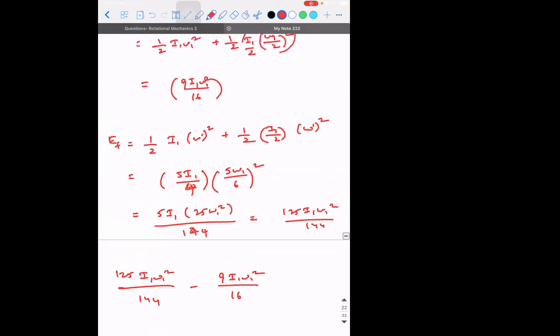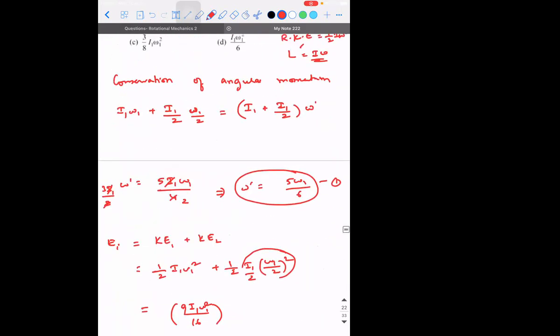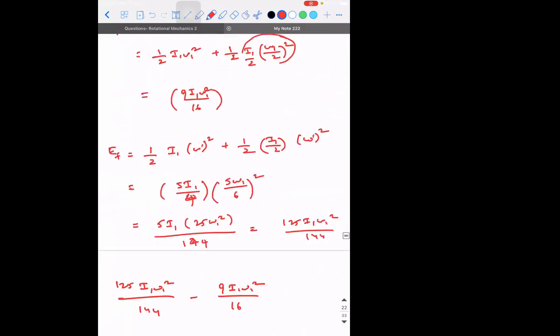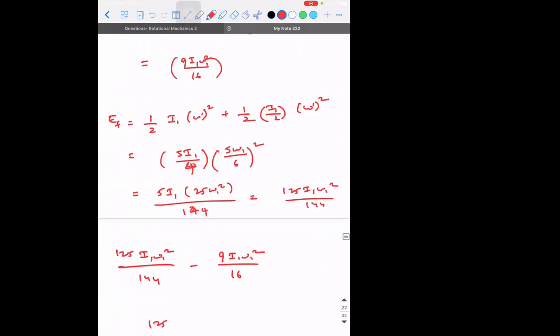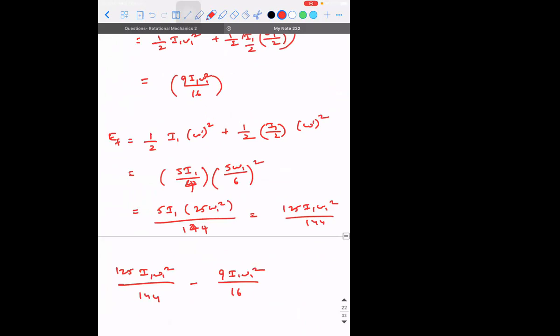No, it's not possible. We can't get. So are they asking EA minus EF, EF minus EA only? No. EF minus EA has to be a negative value.